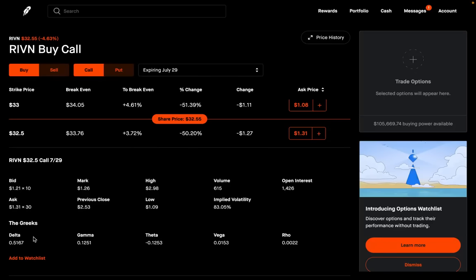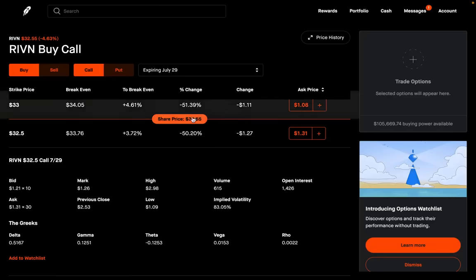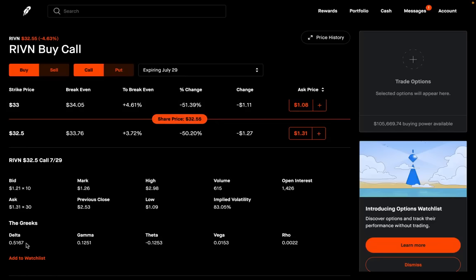So delta is always changing, and I showed you this example. I showed you an example where delta was 0.98, and I showed you an example where it was 0.03. Delta is always changing. And what lets us know how much it's going to change by? That's this Greek, gamma. So basically, if the share price of Rivian goes up by $1, then delta is also going to change, and it's going to change by whatever gamma is. So it would go from 0.5167 to 0.5167 plus whatever gamma is, which is going to be 0.1251.